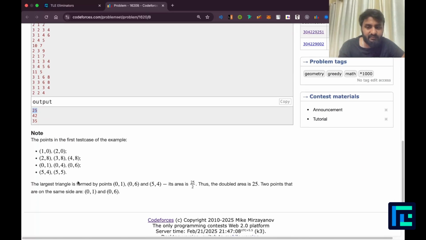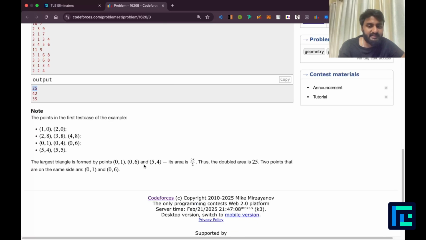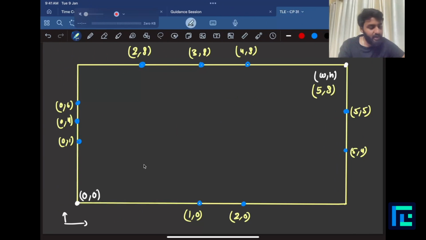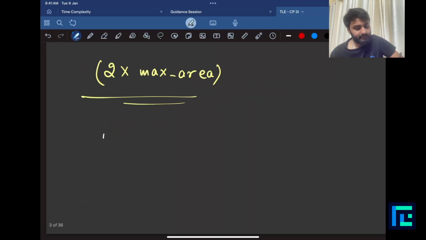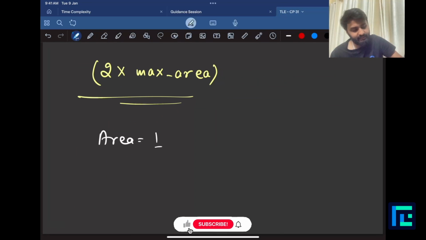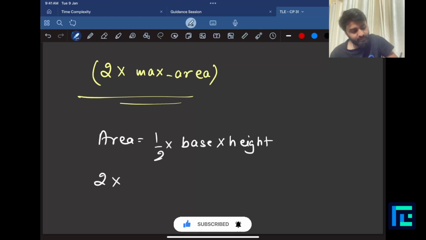How? Let's quickly observe. They are saying you can take the points 0, 1, 0, 6 and 5, 4. Let's mark these points, 0, 1, 0, 6 and 5, 4 over here. Now if we connect these points, you basically get a triangle that looks like this. If I have to calculate the area of this triangle, we know very simply the area is half into base into height of a triangle. And now we basically want 2 into area. So that is simply base into height.